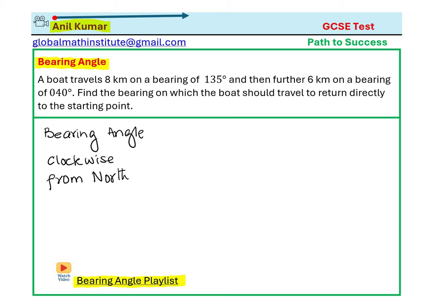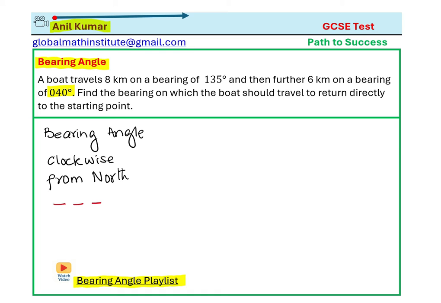Also, it is important to understand it is always written in 3 digits. As you can see here, we wrote 040 degrees, not 40 degrees. Mainly because bearing angle is used in navigation. So when you are navigating, especially across the seas, across the oceans, in the space, there could be loss of information. And to make sure that the information received is correct, there should be 3 digits. So it is kind of a check.